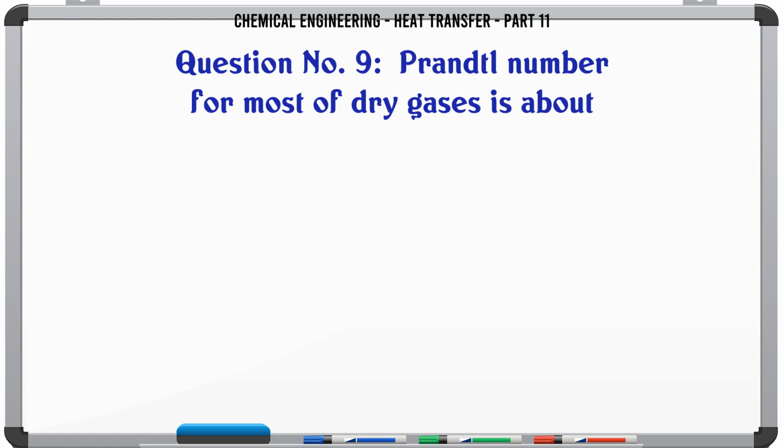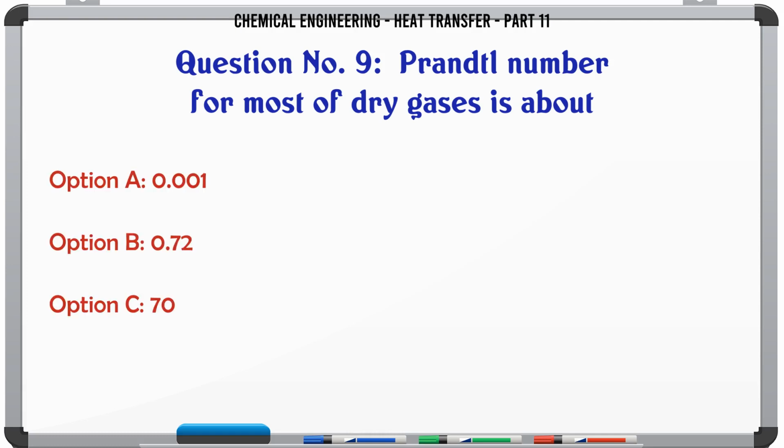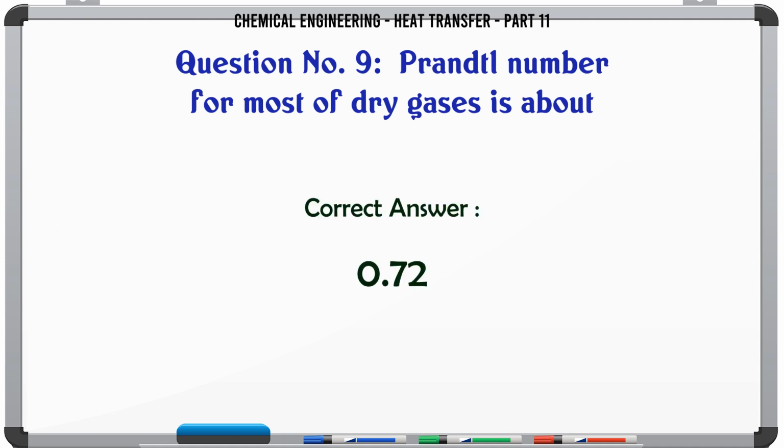Prandtl number for most of dry gases is about A. 0.001, B. 0.72, C. 70, D. 150. The correct answer is 0.72.